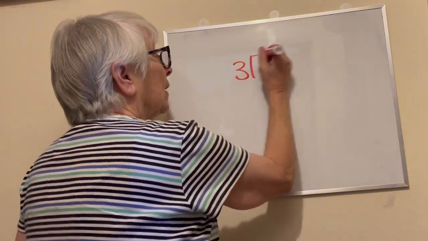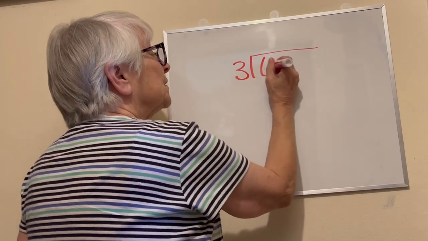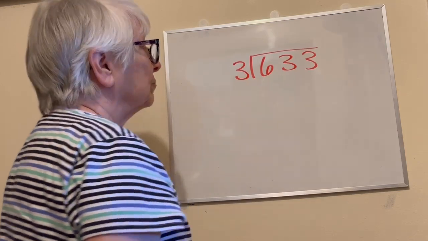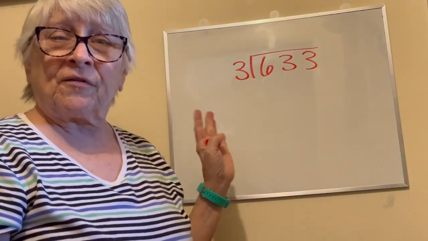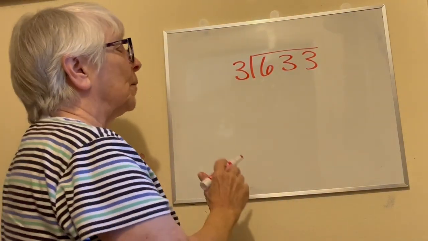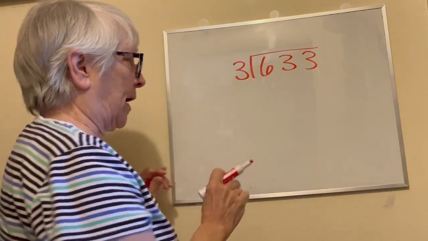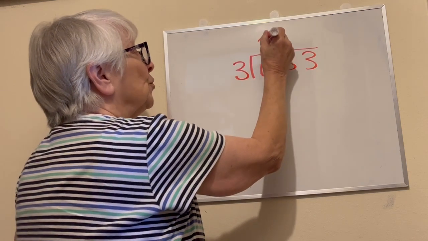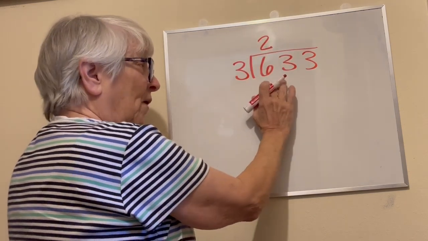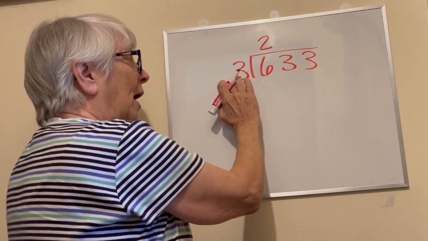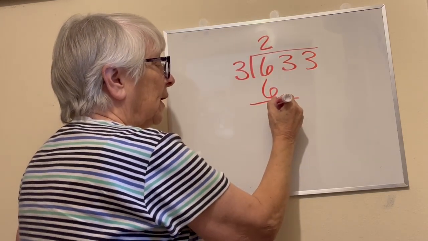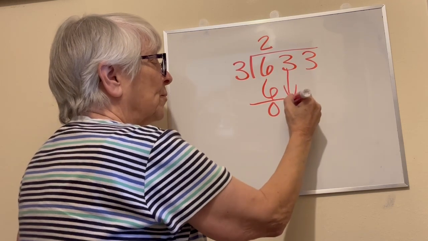3 into 633. This is a fairly easy one. It's a short division problem, but we're going to do it the long division way. How many times does 3 go into 6? Well, 2. I've divided. Now I'm going to multiply. 2 times 3 is 6 and subtract and get 0, then bring down the 3.